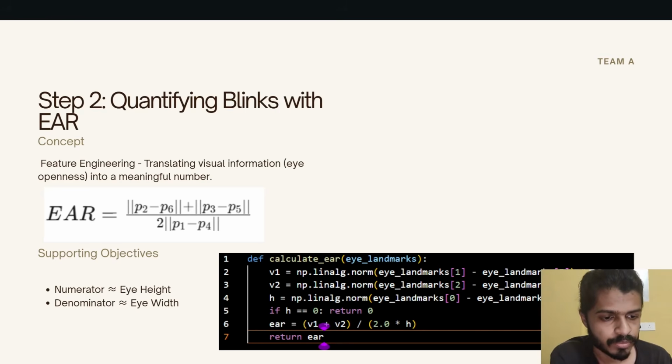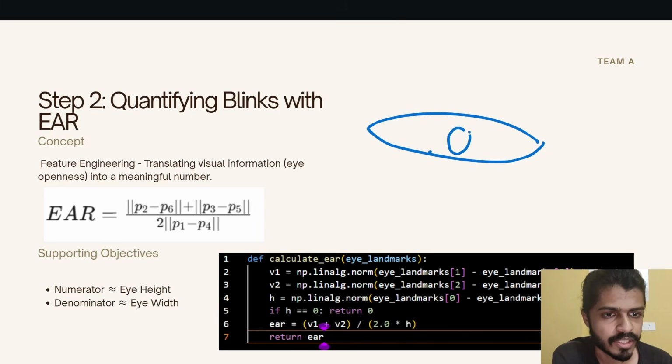Let's assume I'll draw a diagram of a human eye. Okay, let's consider this is a human eye, and this is the P2 landmark on our eye, and this is the P6 landmark. So what are landmarks? Landmarks are nothing but the coordinates on your face. After finding these landmarks, we find the Euclidean distance between these 2 points. So we get the height of the eye.